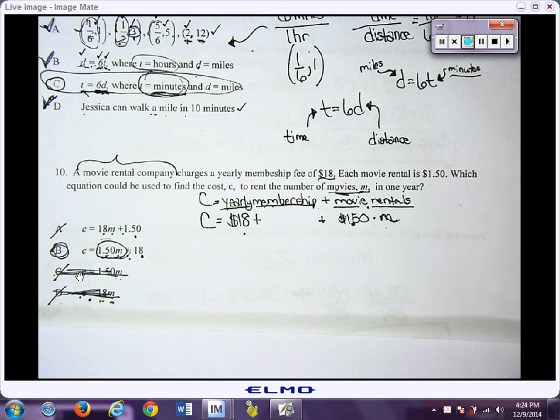C is also too short because although $1.50 a movie is correct, it doesn't bring in the membership fee of $18. So both of these are automatically wrong. Now you have a 50-50 chance to get the right answer. But remember, you're being charged $1.50 per movie. That means $1.50 times every movie you rent. $1.50 times M. The $18 is only added once every year. So this is going to stay by itself. So choice B is clearly your best answer.